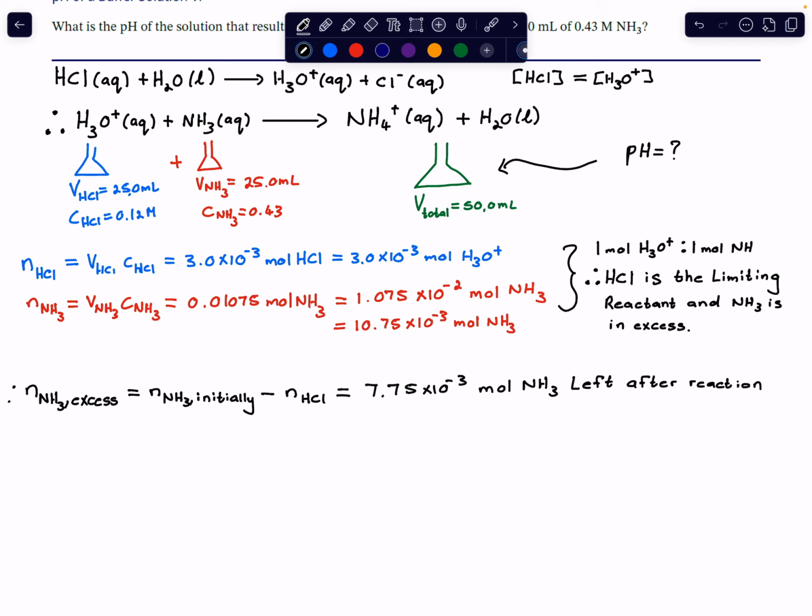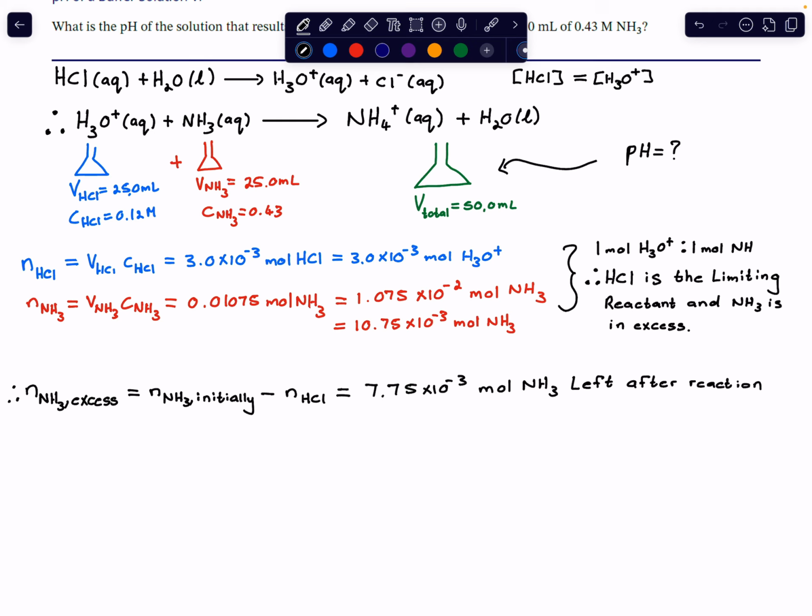Alright, so that just shows that there is an excess of ammonia. So that answers our first question. All of the acid is consumed, but not all of the base, not all of the ammonia is consumed. So there's some ammonia left.